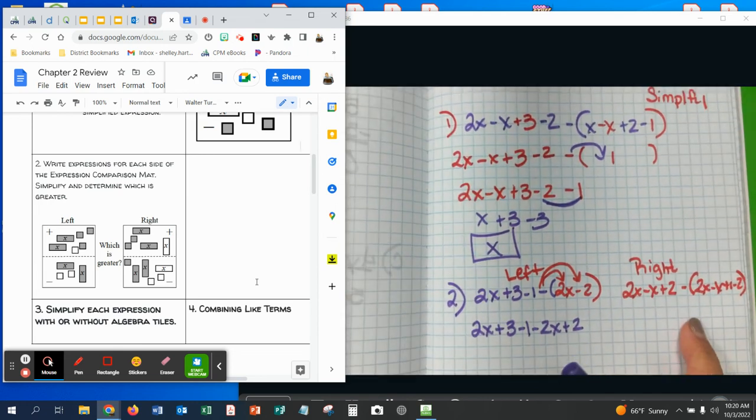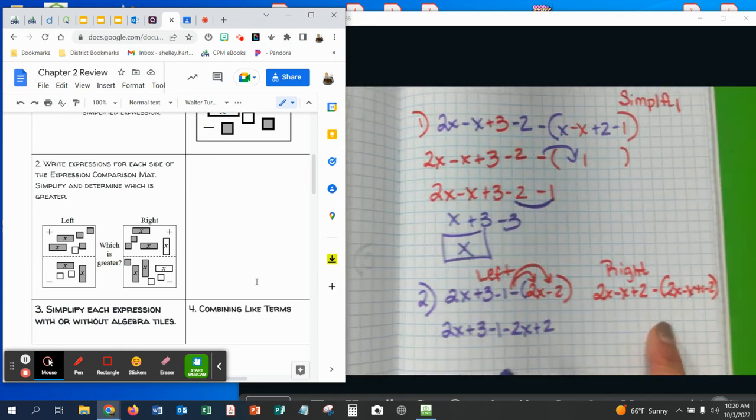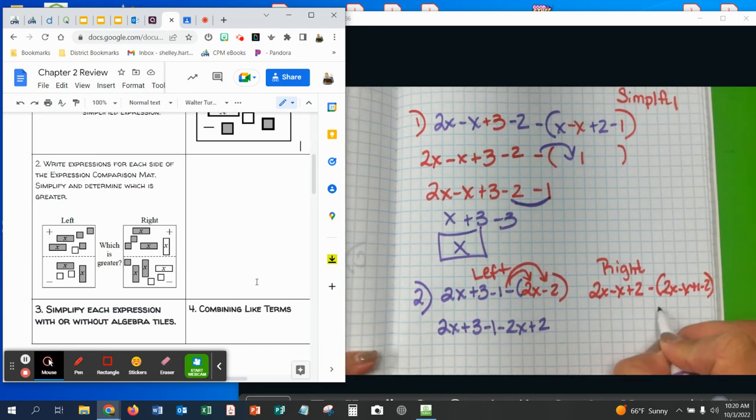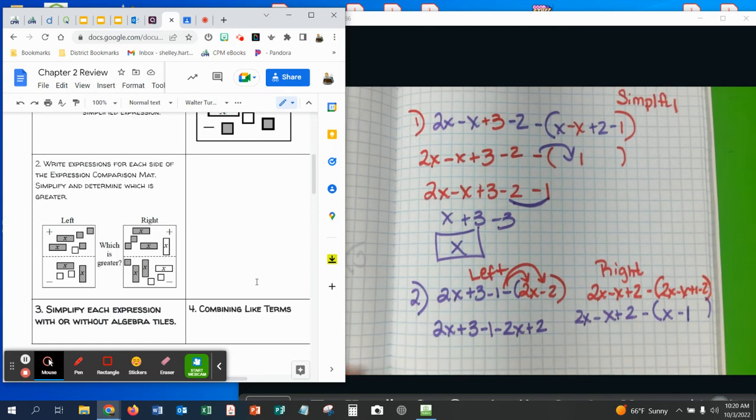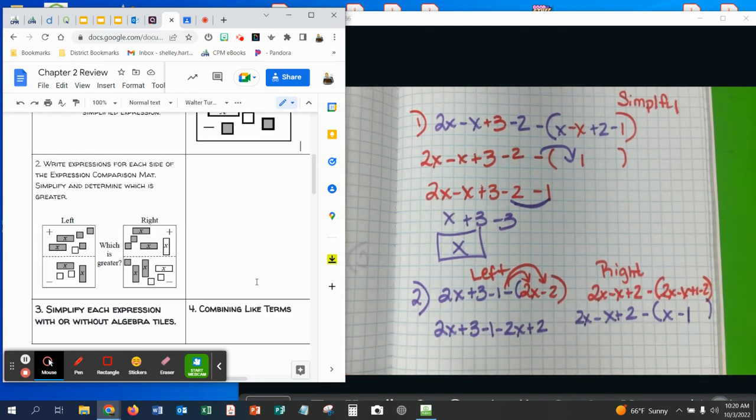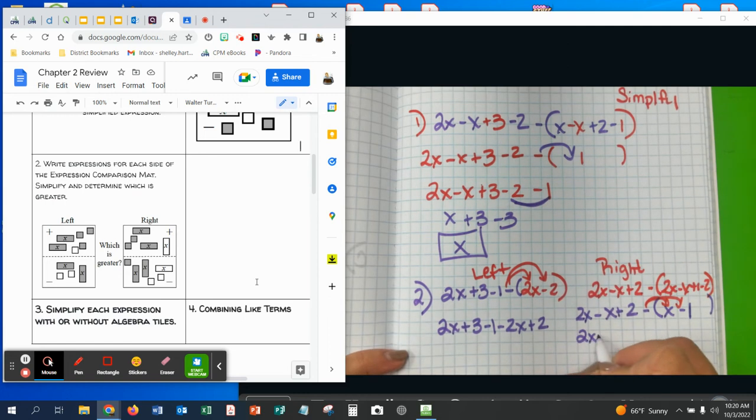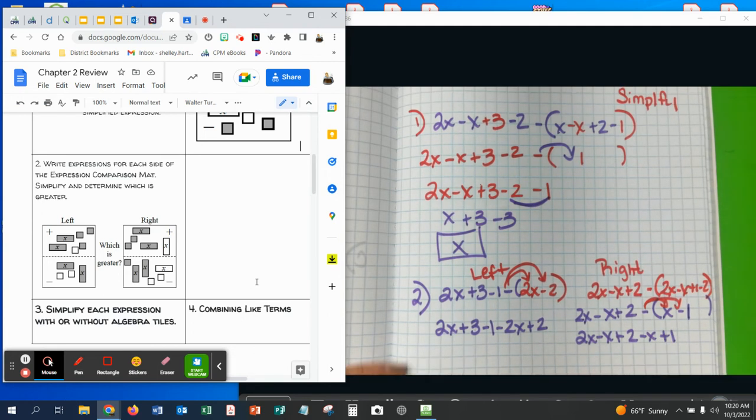Now, on the right-hand side, I certainly can simplify this. So 2x minus x is x, and then negative 1 is left over here. And then I have this. I'm just going to rewrite, you guys, so we don't have any confusion. Then I'm going to distribute the negative. 1 here, 1 here, and then rewrite. So now I have 2x minus x plus 2 minus x plus 1.